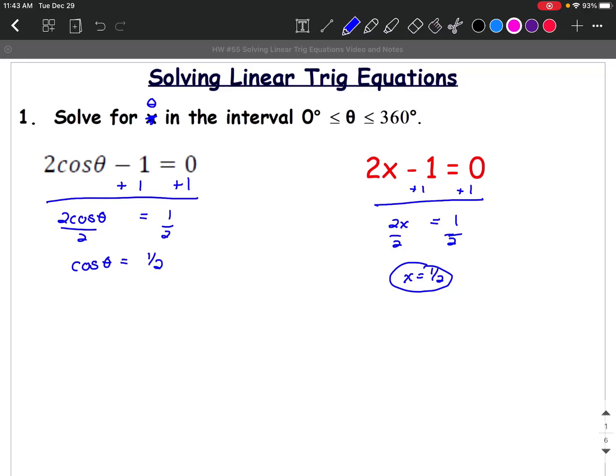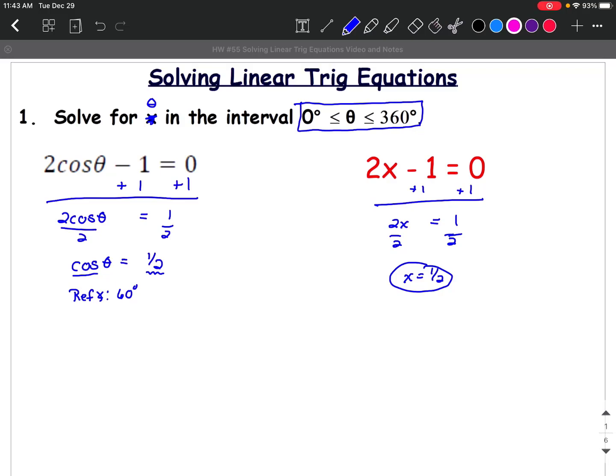The first thing we look for is a reference angle. And we say, okay, the cosine of what angle is 1/2? Think about your special charts or have it open next to you so you're ready to go. The cosine of 60 degrees is 1/2. Now notice the domain we were given was in degrees, so my answers are going to be in degrees. So that's our reference angle.